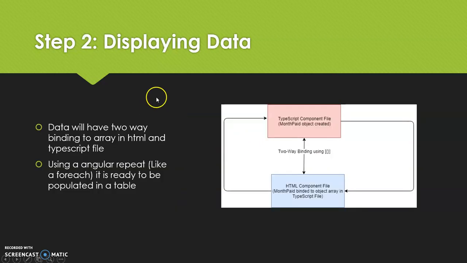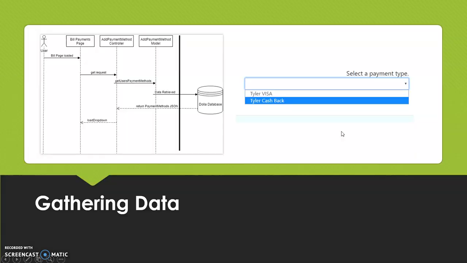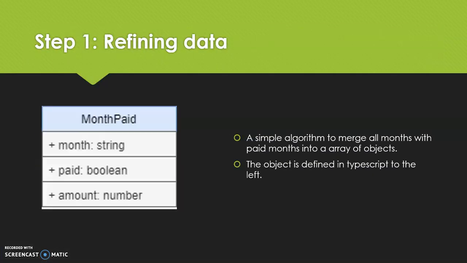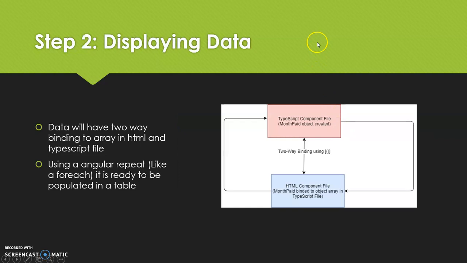So once we load that, data will now have a two-way binding to the array in the HTML and TypeScript file. Using an Angular repeat, like a for each, it is ready to be populated into the table. So we have two components. In the previous slide, we got our data, and now what we need to do is load the data into this month paid object.